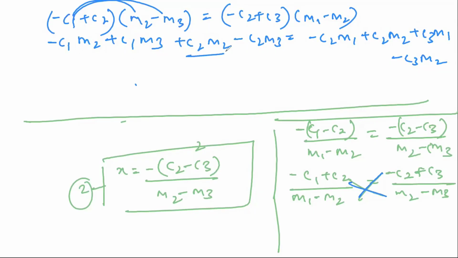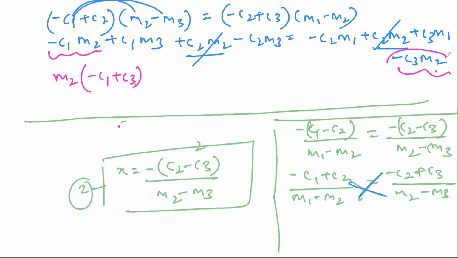Now if you see c2m2 and c2m2, both are positive and they are on different sides, so they get cancelled out directly. Please understand this part, everyone. This has m2 and this also has m2. I am taking this value to the left hand side. So directly I am taking m2 here, so it's minus c1 plus c3. Why c3? Because when this portion comes to the left hand side, it will change its sign. So this is minus c1 plus c3.